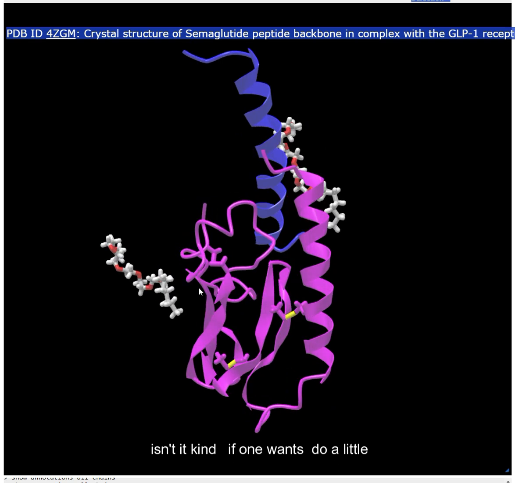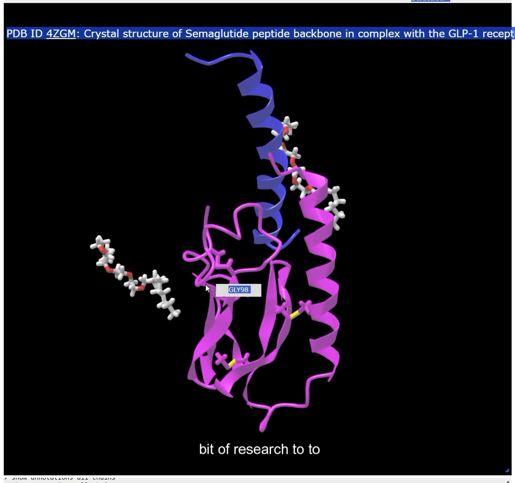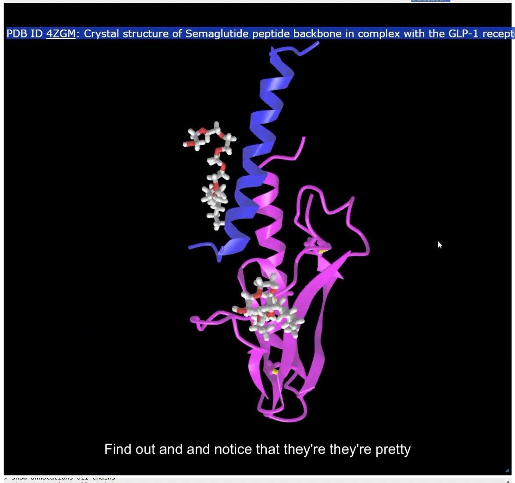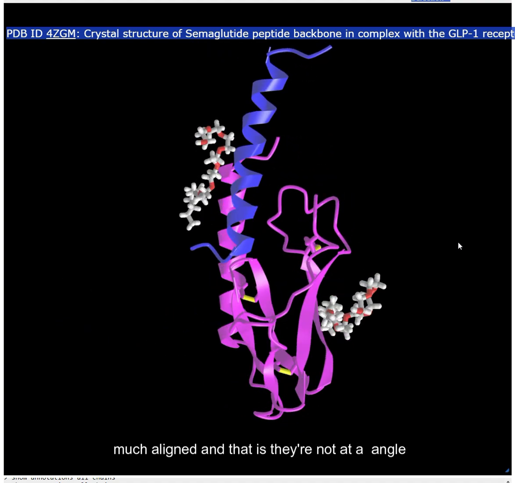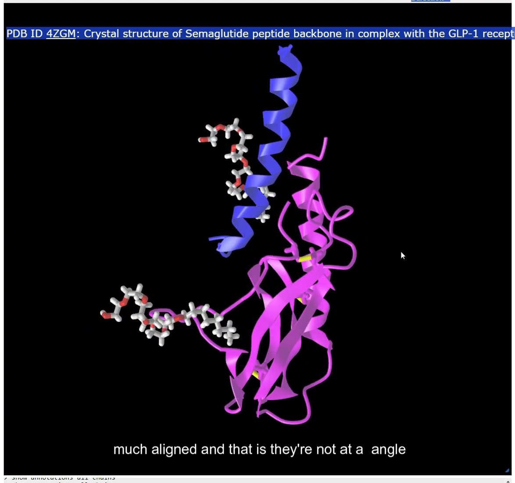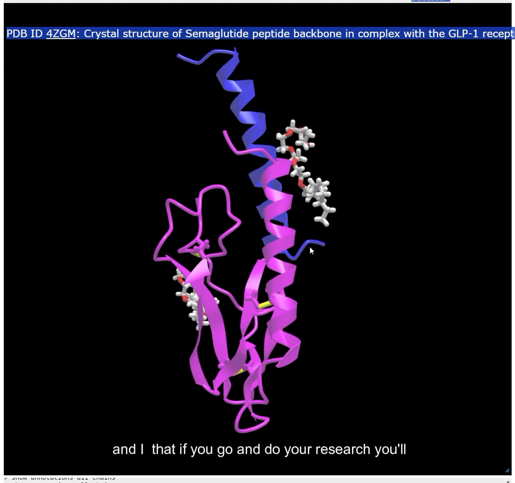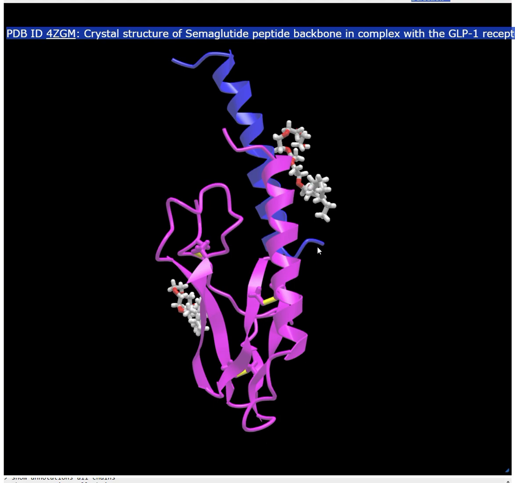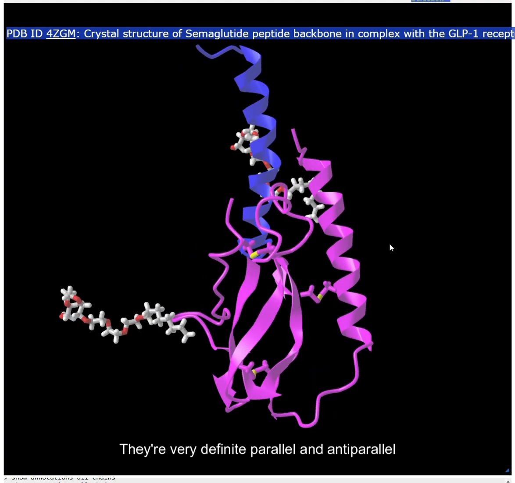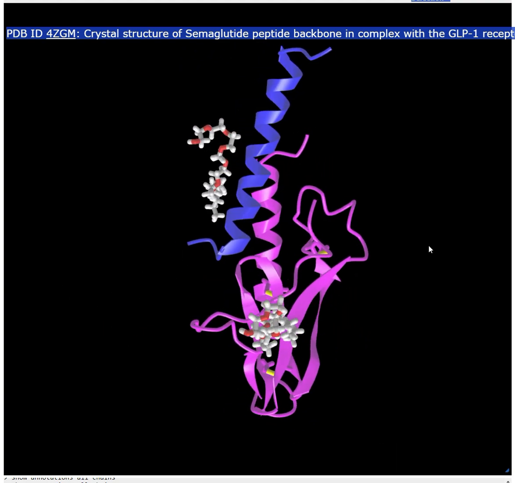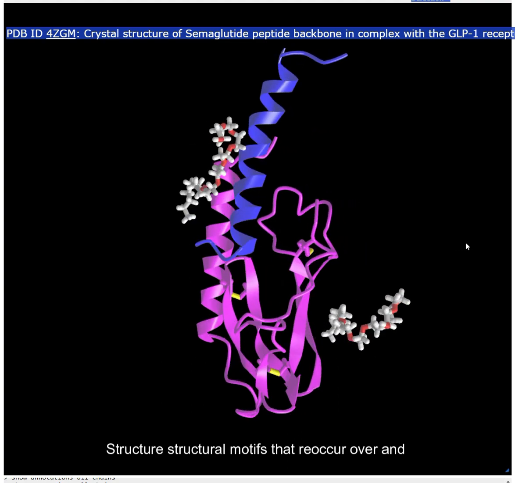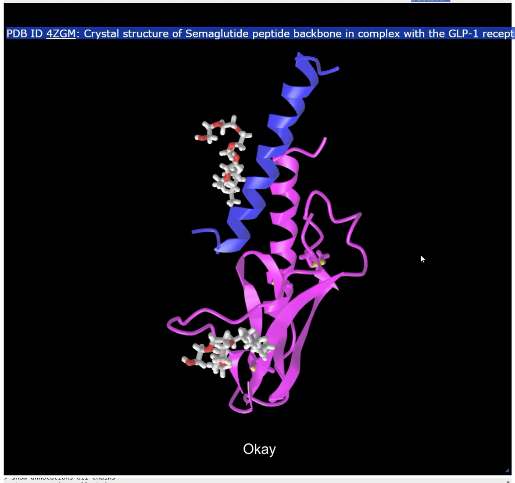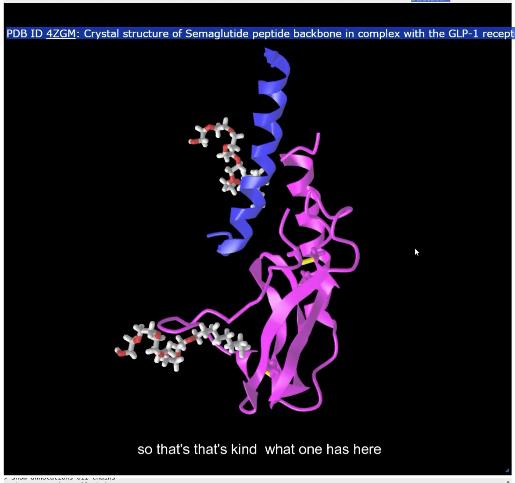If one wants to do a little bit of research, notice that they're pretty much aligned, and that is, they're not at a given angle. And I think that if you do your research, you'll find that there are very definite parallel and anti-parallel structural motifs that reoccur over and over again. Okay, so that's kind of what one has here.